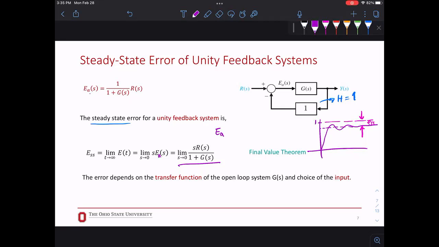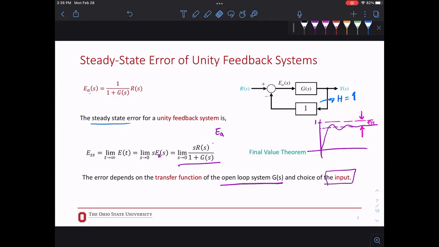So if you look at here, the error depends on your open loop system transfer function, right? Plus the choice of input, R. Why? Because I'm only dealing with unity feedback. So if you have unity feedback, your error depends on the open loop transfer function, meaning the transfer function of the controller and the system itself, and what's the input. You don't care that this is a closed loop system, because we already applied all of this.